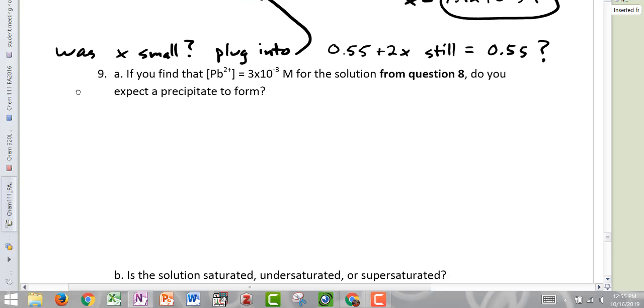If you find that the concentration of lead 2 plus is 3 times 10 to the minus 3rd molar for the solution for question 8, do you expect a precipitate to form?